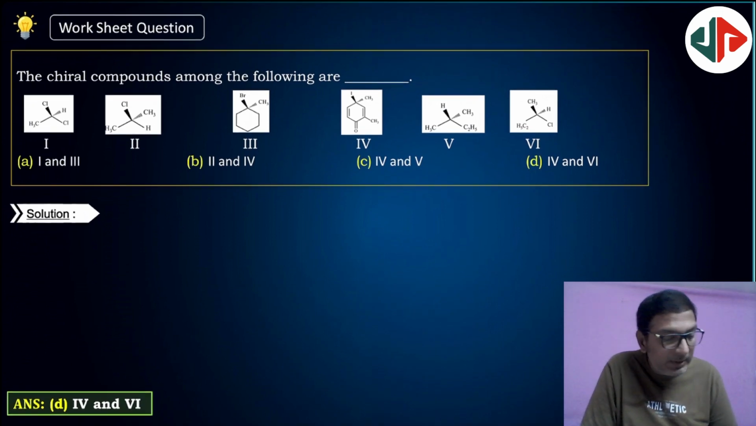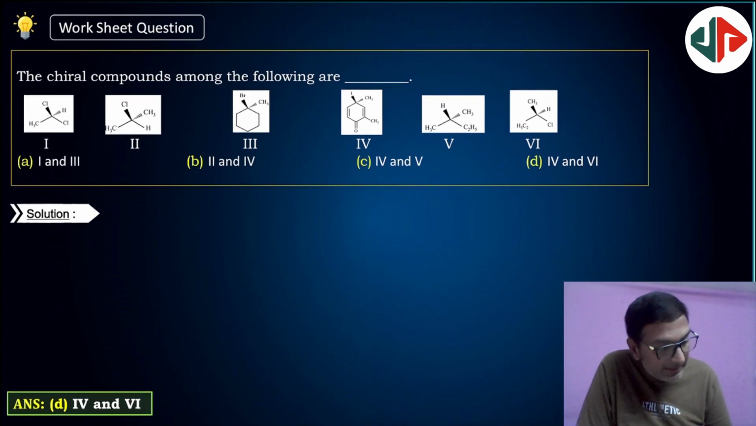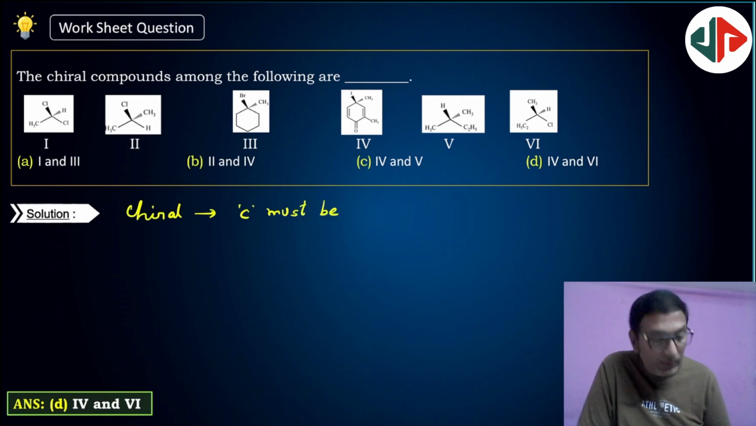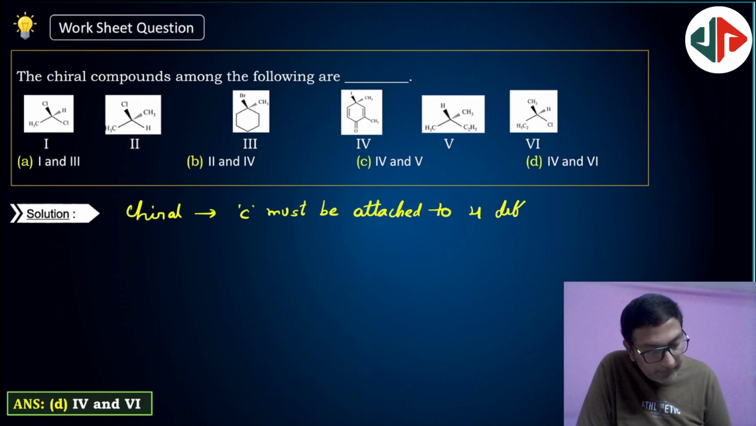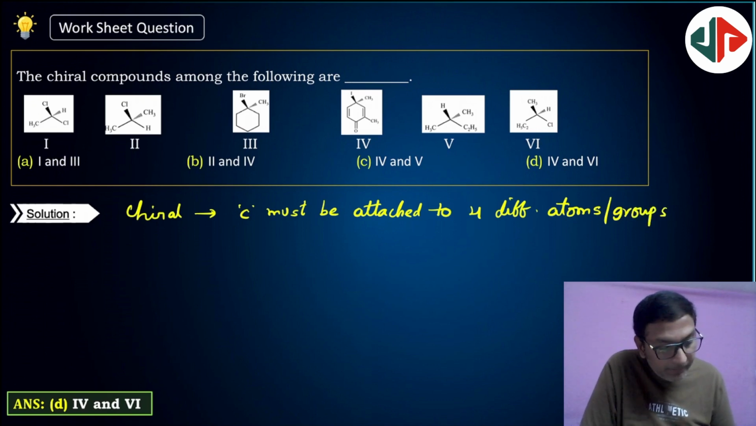Next. The chiral compounds among the following are. Chiral means a carbon atom must be attached to four different atoms or groups. Check here the options. Very important.